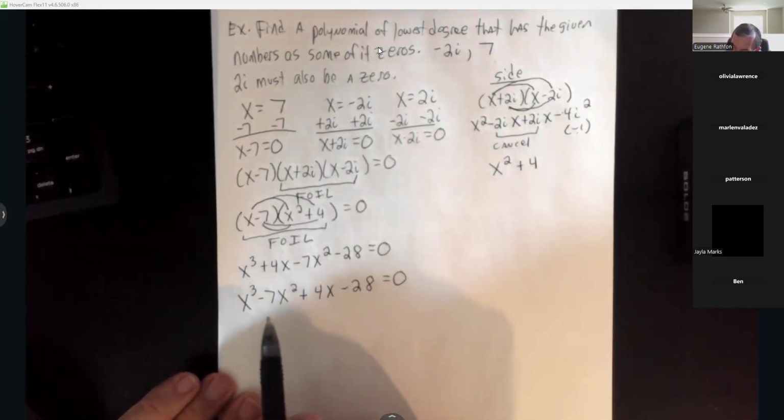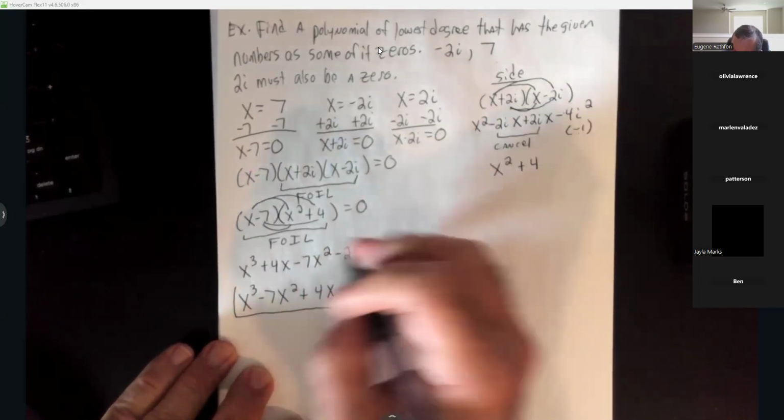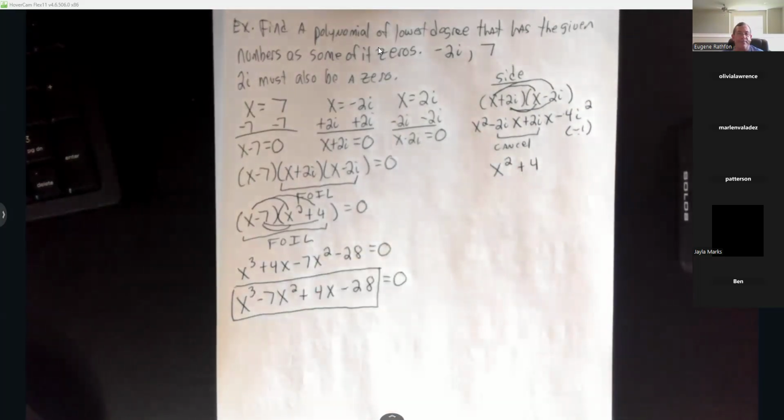Okay, so in MyLab, they'll have the f of x. All you're doing is putting in your polynomial.